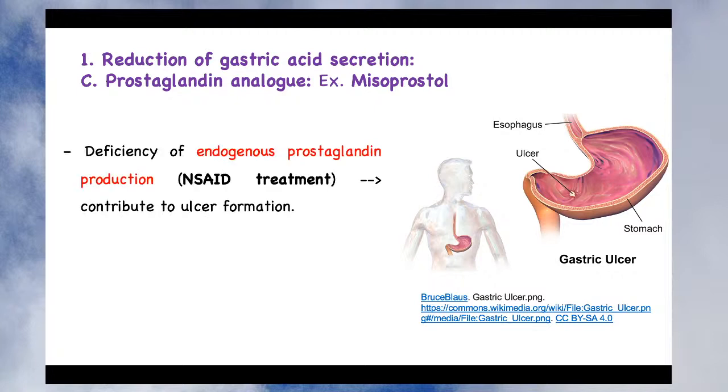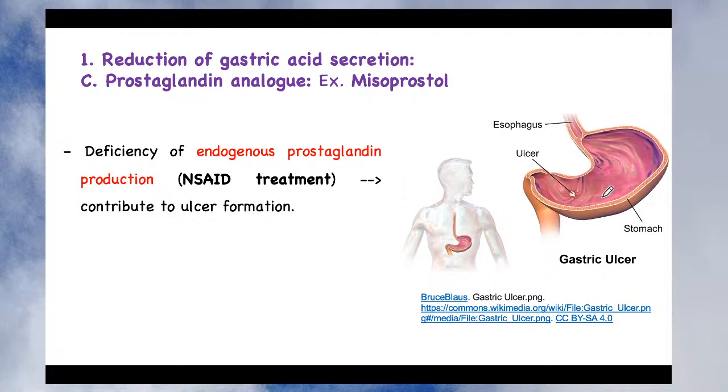Misoprostol basically helps in overcoming the deficiency of endogenous prostaglandin, because certain drugs like non-steroidal anti-inflammatory drugs, when given for long-term treatment in different diseases, produce a deficiency of prostaglandin because they inhibit the COX enzyme. Due to this deficiency of prostaglandin, there is no formation of the protective layer.